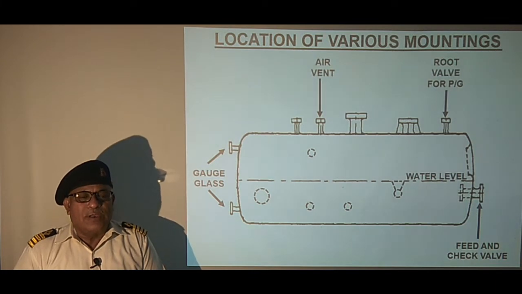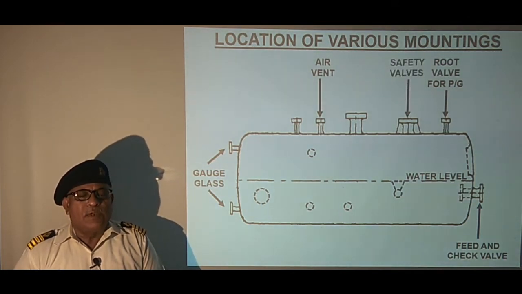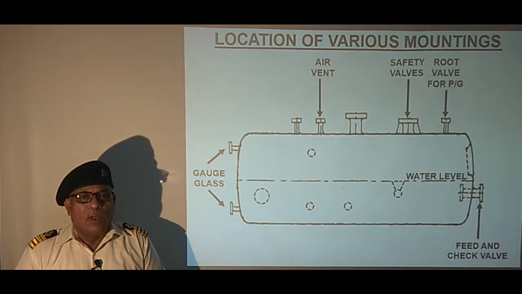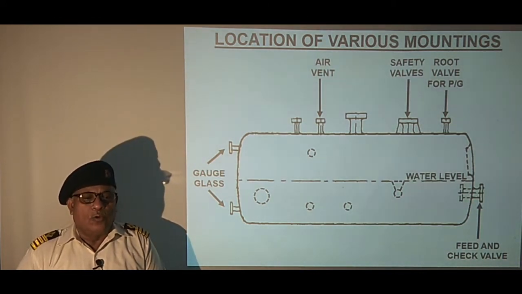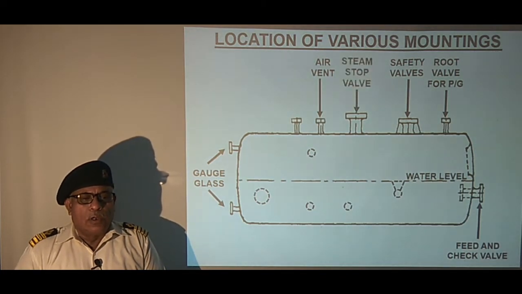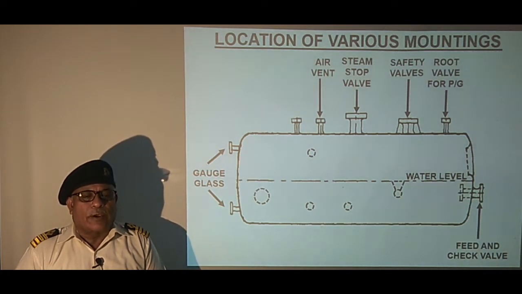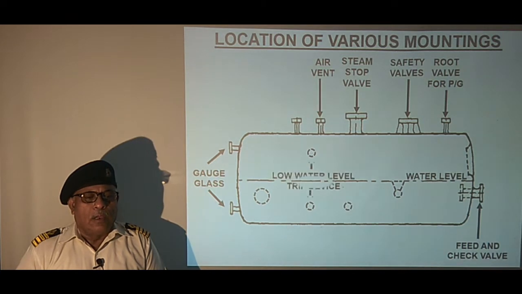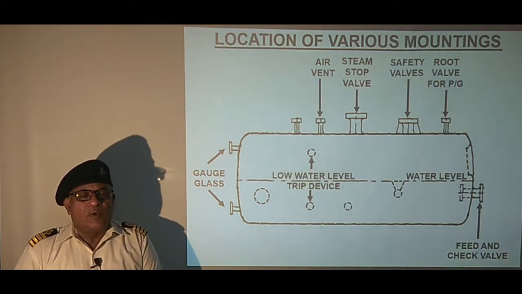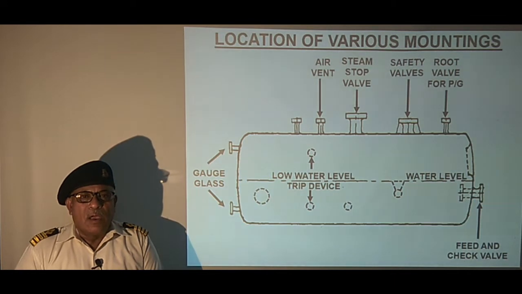Root valve for pressure gauge to connect the pressure gauge and see the pressure in the boiler. Safety valves protect the boiler from pressure exceeding their design value. Steam stop valve provides you the outlet of saturated steam. In case of steam ships, this valve is equipped at the superheater outlet header. We have the low water level trip device which prevents the damage to the boiler if it is operating below the normal water level.